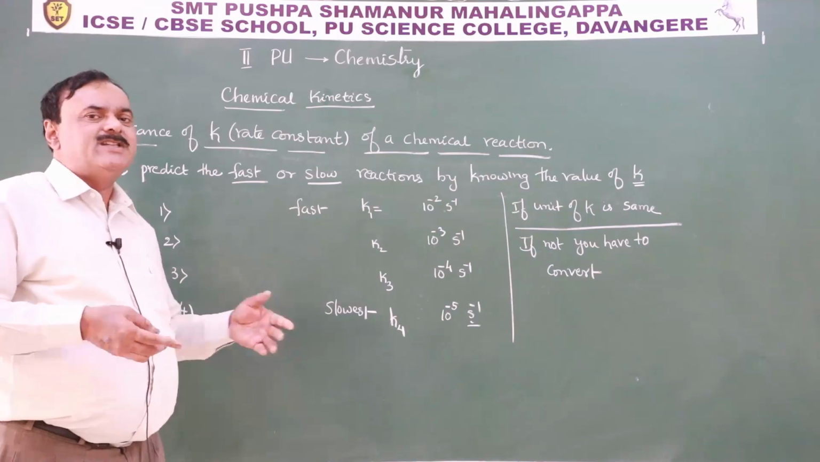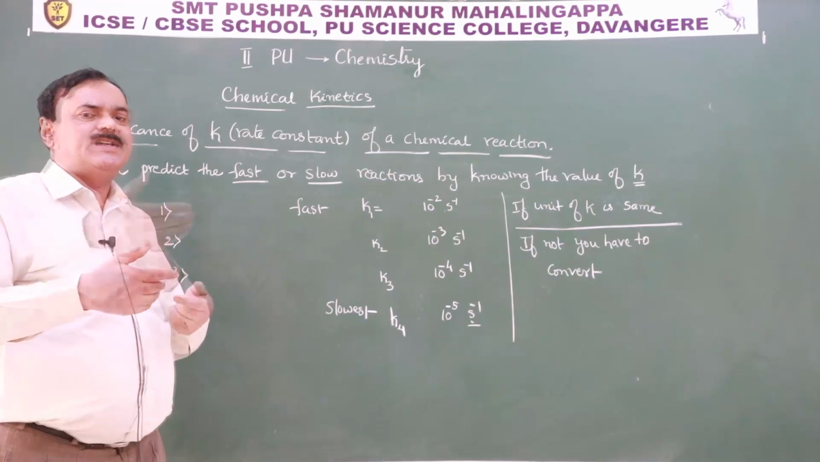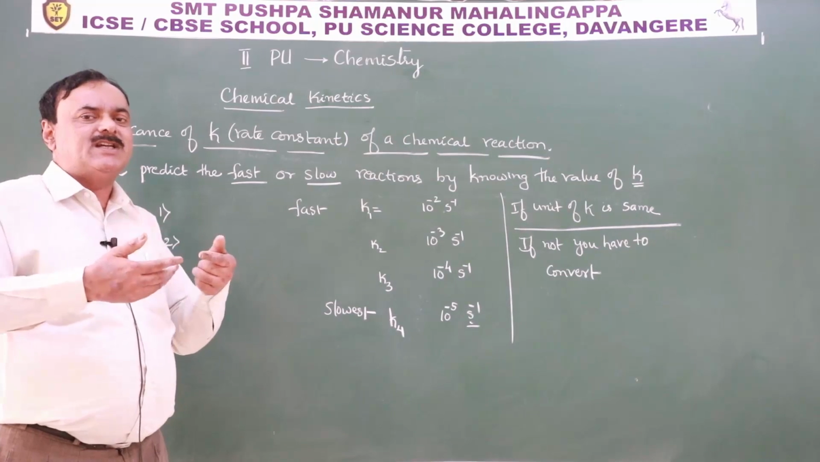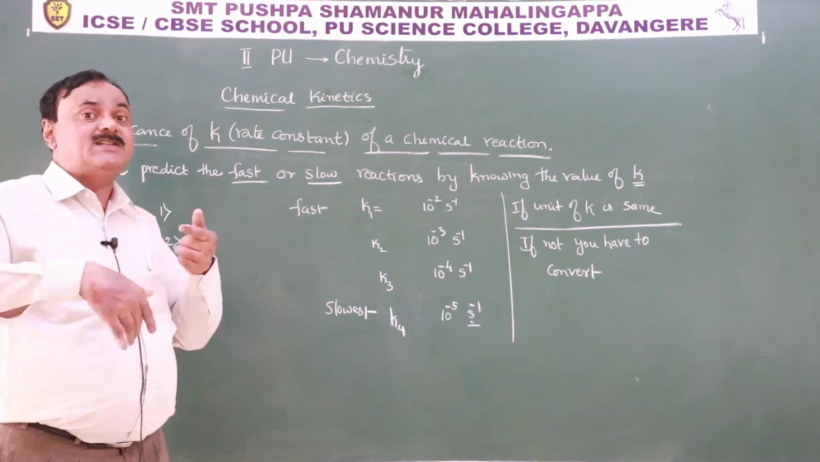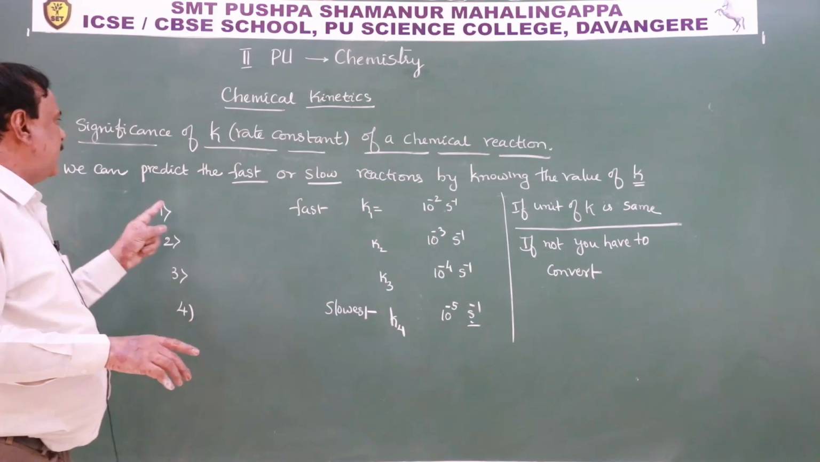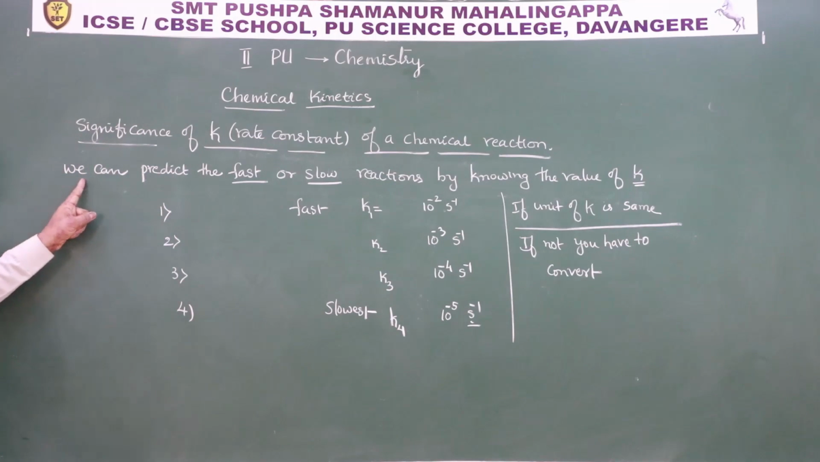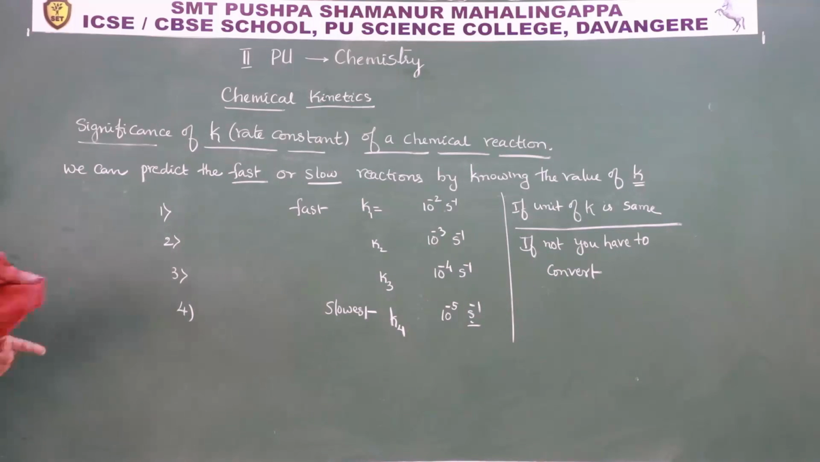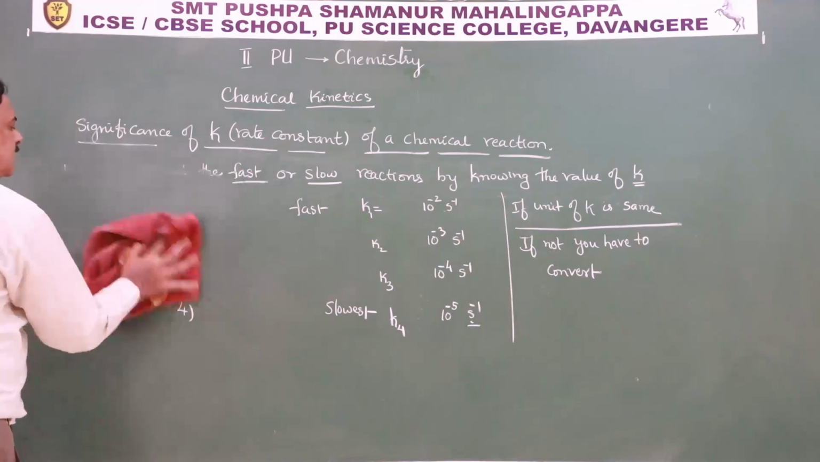Among these, we then arrange A, B, C, D, suppose the 4 reactions, where the first reaction is fast, the last reaction is slowest, and the middle ones are slower reactions. Is it clear? Therefore, the second important point, we can predict the fast or slow reactions by knowing the value of the K. Then third one.